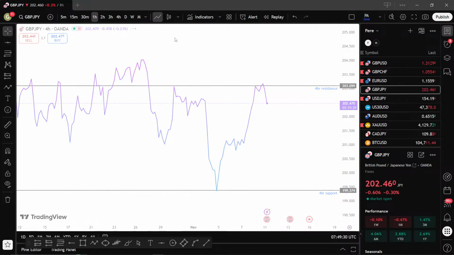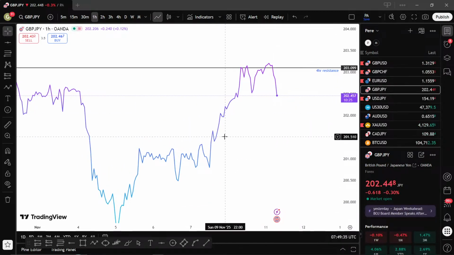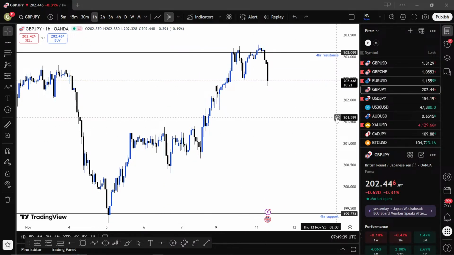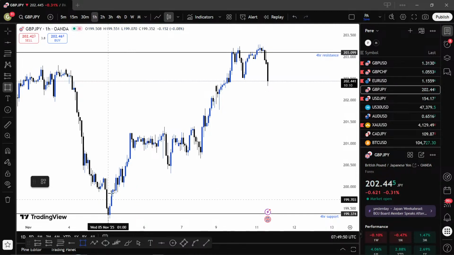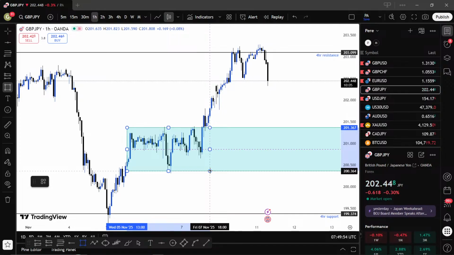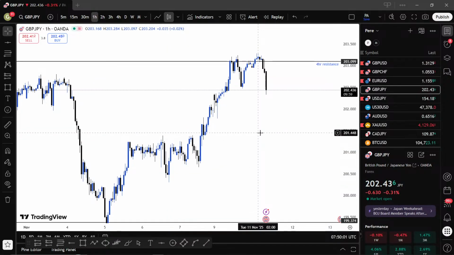Now we jump over to the 1-hour time frame. Looking at the 1-hour time frame here, this was a 1-hour area of support and resistance that got broken right here. You can see this range here. This was supposed to be a 1-hour support and resistance that got broken. So yeah, we are not going to do anything here.